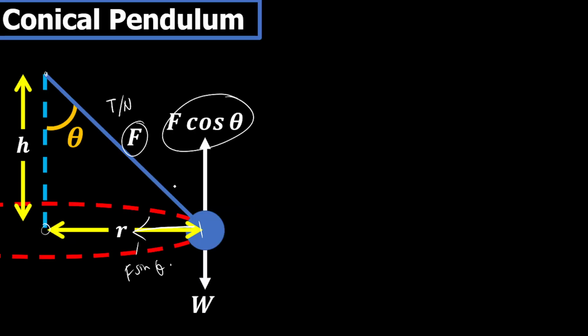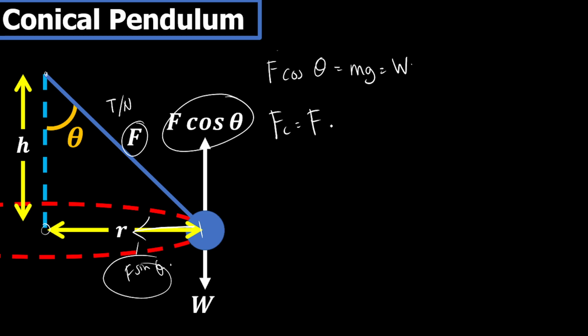Okay, so now what can we do? Well, for one, we know that because it's not moving in the y direction, we can immediately say that F cos theta equals mg, or equals the weight actually. Okay, so again, this F could be tension, could be normal force, right? And then if you look at F sine theta, it is actually the same direction as your Fc, or your centripetal force. So your centripetal force is going to be your F sine theta, right? And then again, this is going to be equal to mv squared over r.